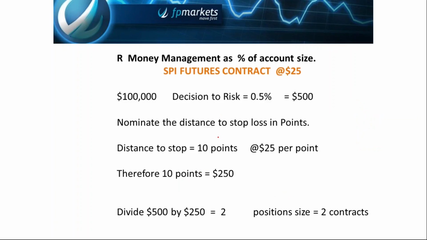If you're trading an S&P futures contract, for example, the futures contract trades at $25 a point. On a $100,000 account, if you decide to risk 0.5%, $500, you nominate the distance to stop loss in points. If the distance to stop is 10 points at $25 per point, therefore 10 points equals $250, you divide what you're willing to risk by $250 and that gives you a position size of 2 contracts.